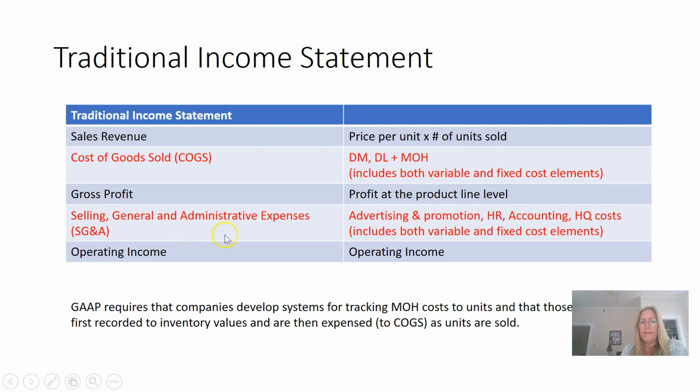Okay, so SG&A is your advertising, promotion costs, human resources, accounting, headquarter costs, and it can include both variable and fixed components. So you can have commissions as part of your selling costs for your employees. Your sales employees can be paid a commission based on volume. That's obviously variable. In our case, we're assuming all of the SG&A is fixed. It just makes it simpler. We've got enough to deal with.